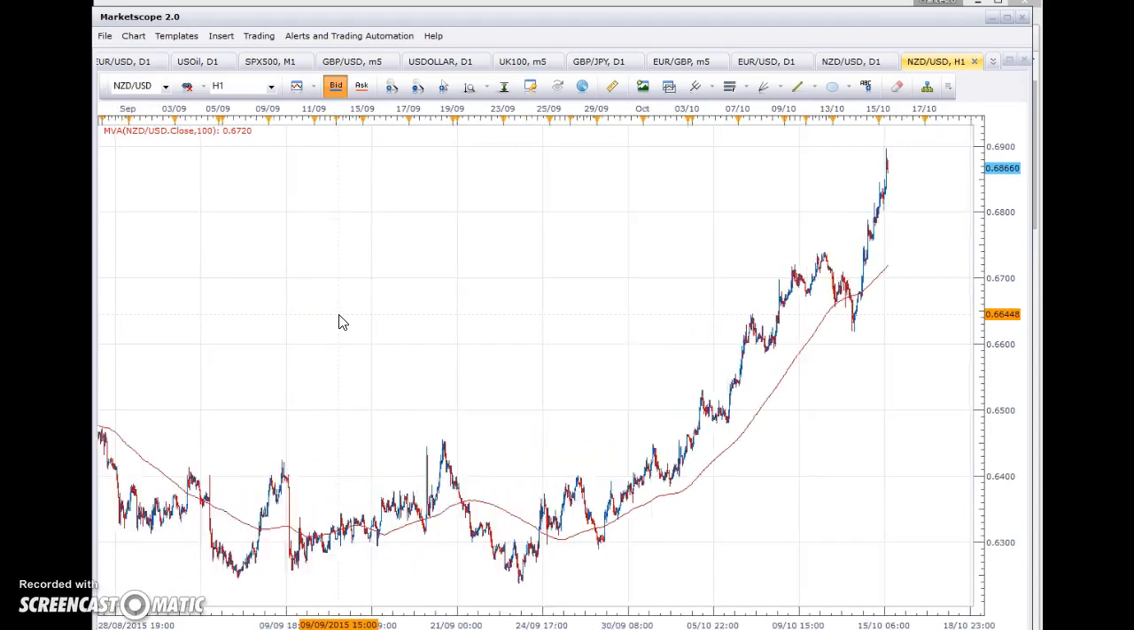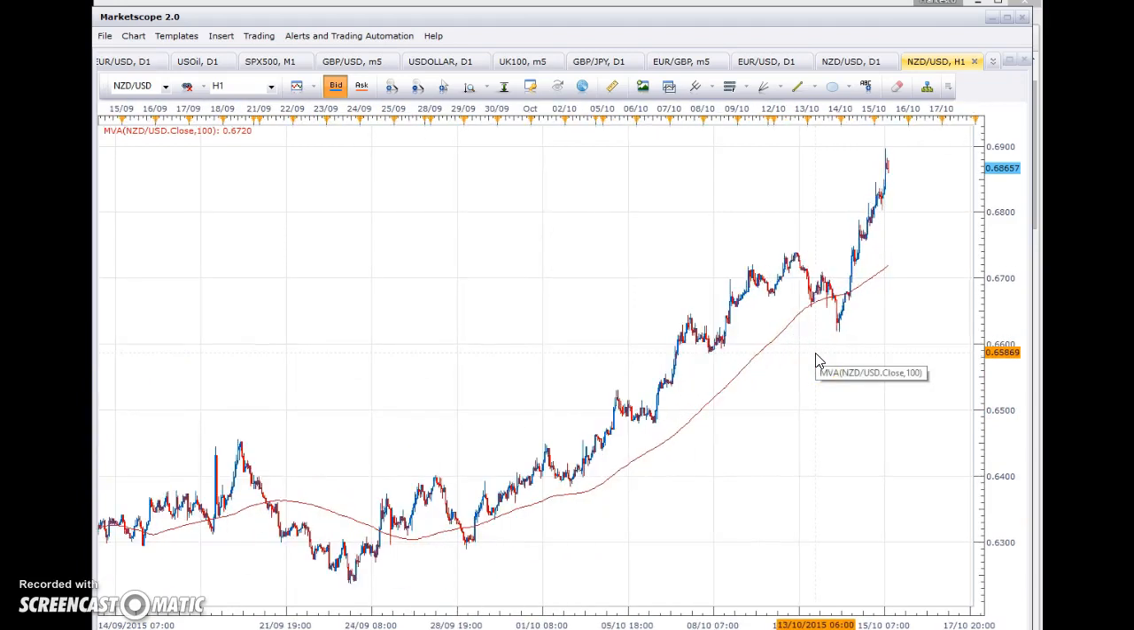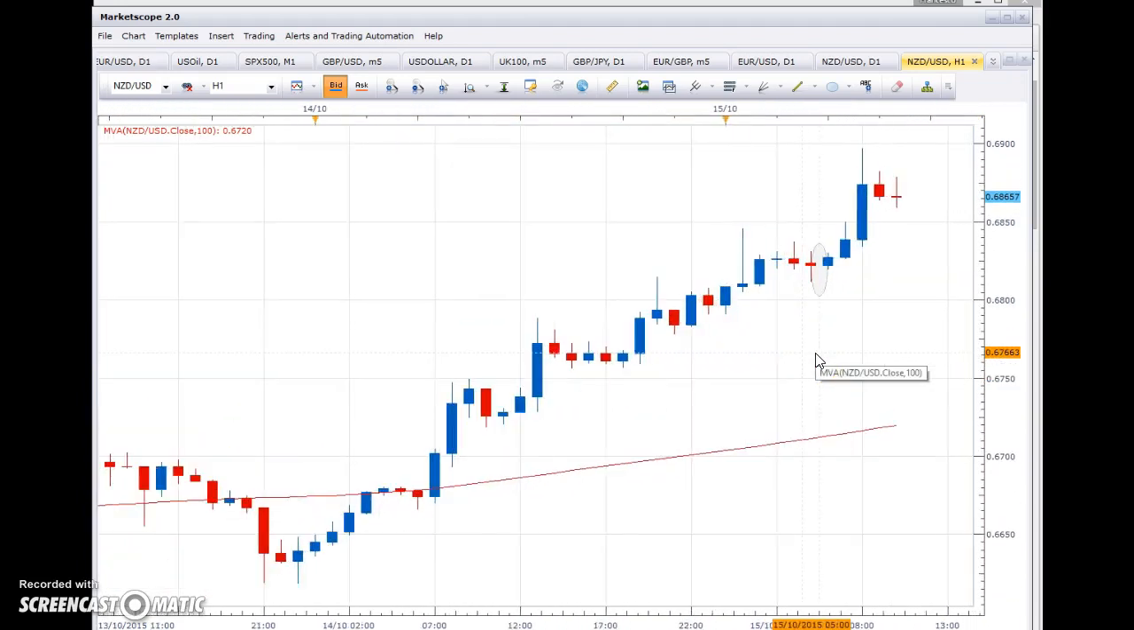And the other thing is that it will now adjust automatically, keeping the same period. So it will be 100 periods. It won't be 100 5-minute periods. It will now be 100 hour periods. So we're looking at 100 trading hours worth of price. Now you can see the difference between using the 5-minute and the hourly already.